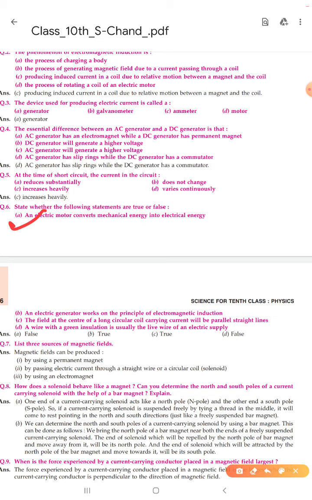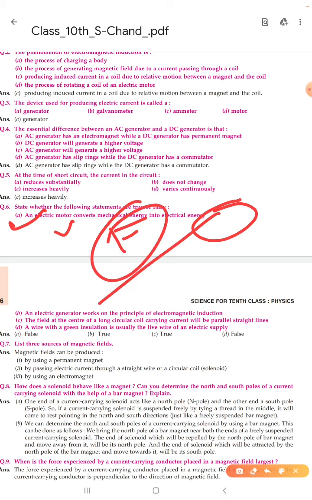Number 1, an electric motor converts mechanical energy into electrical energy. As we know about electric motor, it converts electrical energy into mechanical energy, not mechanical into electrical. So this is false. If I ask you to name the device which converts mechanical energy into electrical energy, that is electric generator.